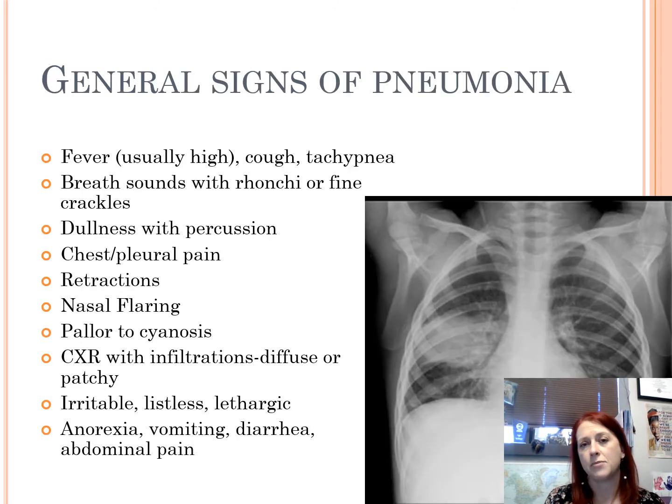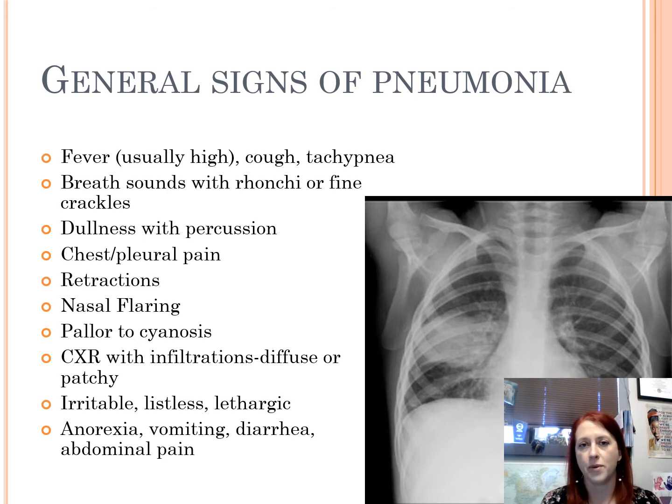The general signs and symptoms of pneumonia are general signs of respiratory distress. So all of those things that we talked about at the beginning of the lecture: fever, abnormal cough, abnormal lung sounds, retractions, diminished lung sounds, nasal flaring, pallor, cyanosis, the kid that's just fussy and irritable, or the kid that's lethargic. Those are all things that we see with pneumonia.